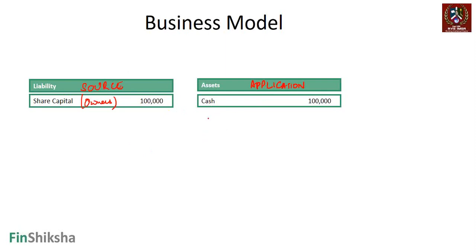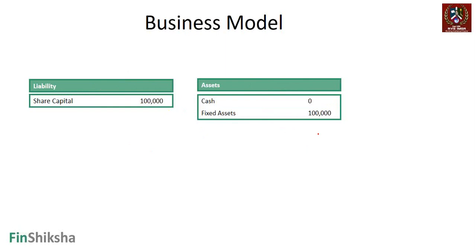Now, let's say we use this cash and we buy some machinery worth 1 lakh rupees, right? Now that transaction will basically take out 1 lakh and put it towards a machinery account. So what we will see is that the business now is in this state. We have basically taken the share capital of 1 lakh rupees. That's my source of funds, and my assets, which is my application of funds, will take this 1 lakh rupees and put this in the fixed assets component, right?